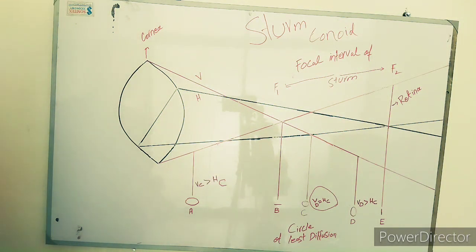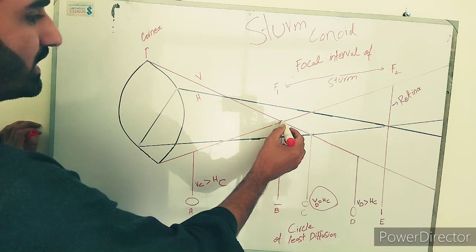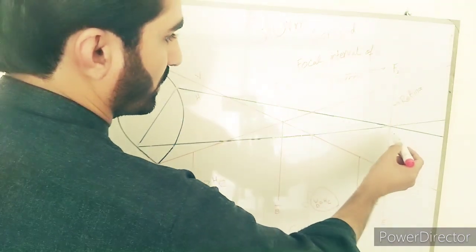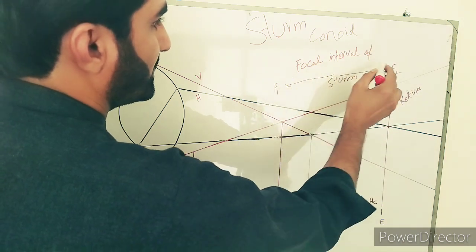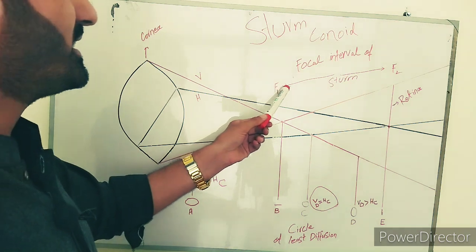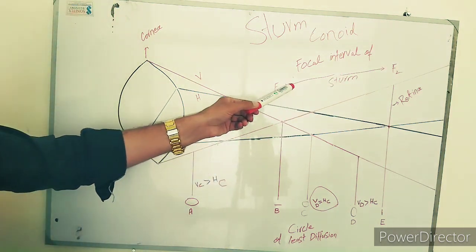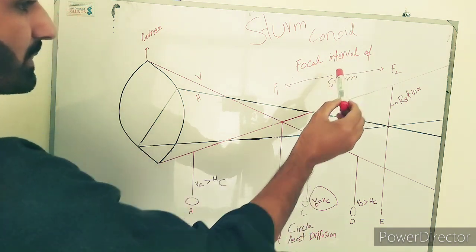Now you can see our first point of focus is B and our second point of focus is E. This is F1, this is F2. The interval or distance between the two focal points is called the focal interval of Sturm.